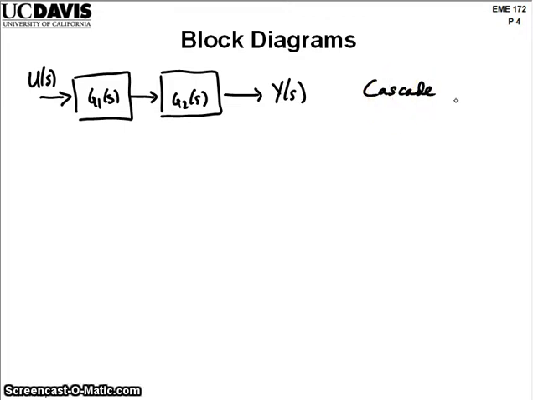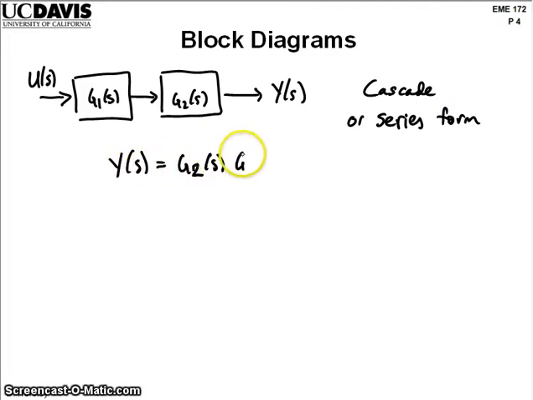Later we'll see control systems that use this sort of cascade form. This is called cascade or series form here. Okay, and so in this case what we could do is we just write that y of s is equal to g2 of s times g1 of s times u of s. And so the transfer function of this series combination of two transfer functions is just found by multiplying g1 and g2 together. Okay, so we end up with this guy.